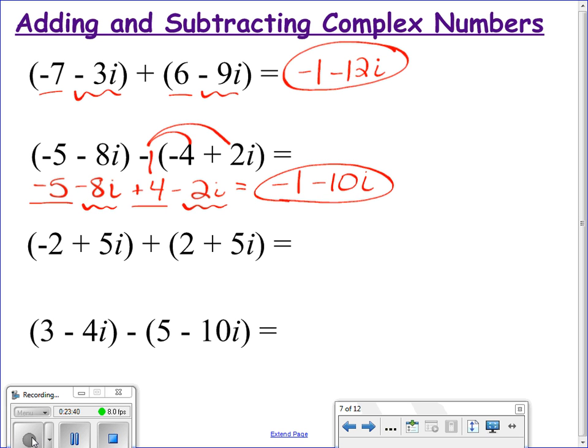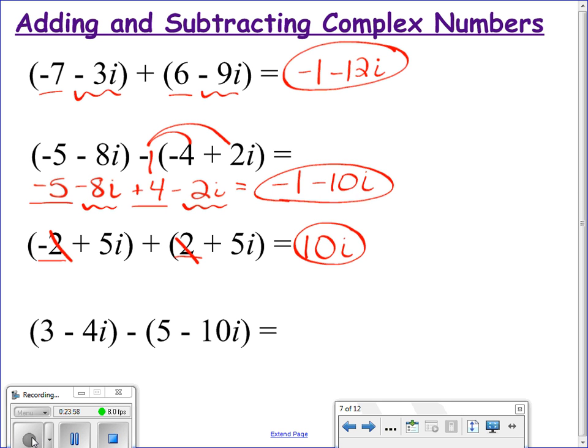All right, next one, parentheses matter? It doesn't. I'm not distributing anything. There's a plus in between them, so I'm just adding them. So -2 plus 2 cancels out. That's just 10i.